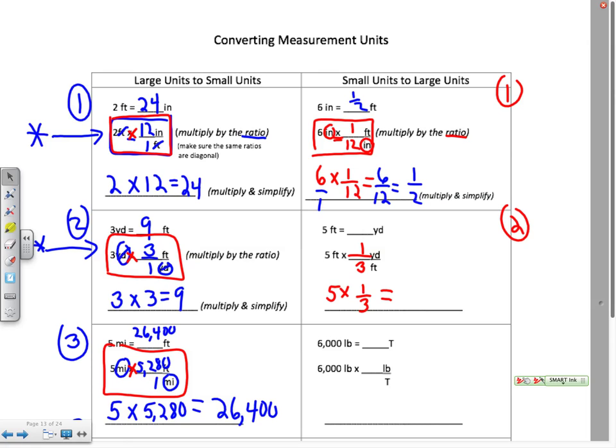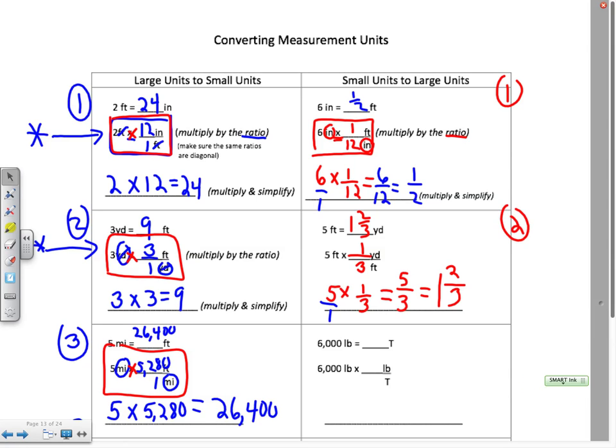So if I want to, I could put a 1 under this. Okay, so I have 5 times 1 is 5. 1 times 3 is 3. That's an improper fraction, so really this is a division problem. It means 5 divided by 3. 3 goes into 5 once, your remainder's 2, and your denominator stays the same. So 5 feet is the same as 1 2/3 yards.